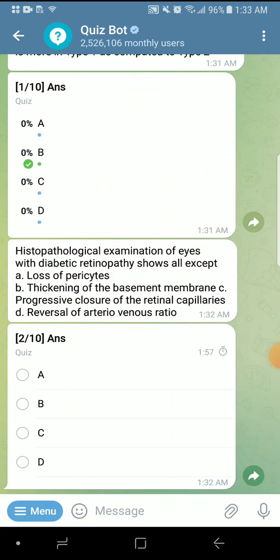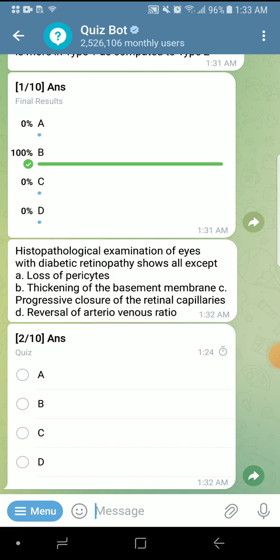Second question is regarding histology. So there are pericytes, which are cells surrounding the capillaries. They are lost in diabetic retinopathy. I also don't know about thickening of the basement membrane. Maybe you also don't know. But as the diabetic retinopathy progresses, the capillaries occlude. If capillaries occlude, the retina does not get blood supply. Retinal ischemia releases VEGF and causes new vessels inside and outside the retina.